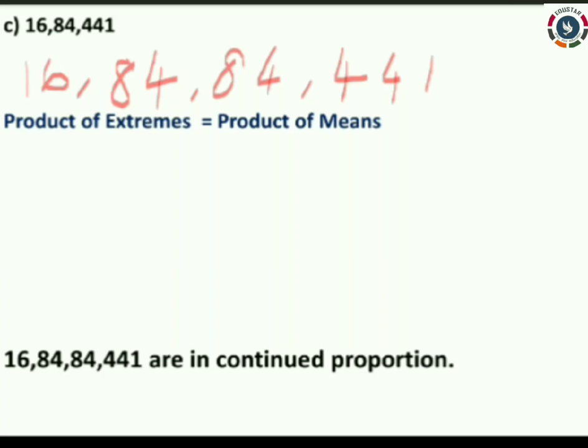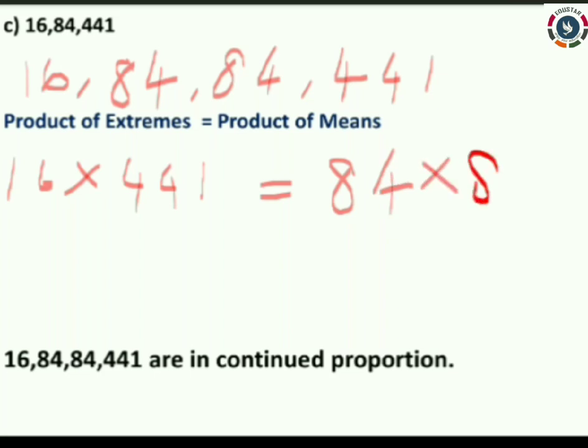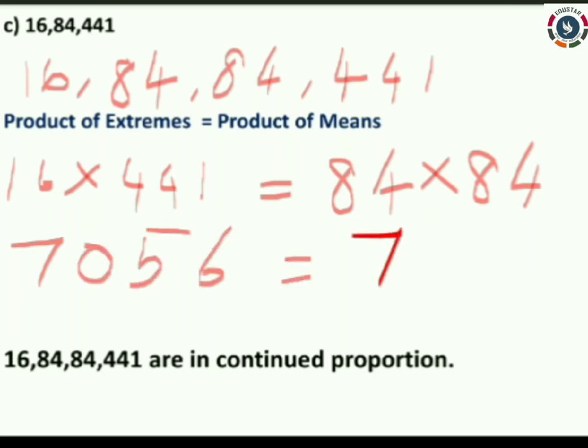Now find the product of extremes. Here your extremes are 16 into 441. Again, the product of means. Your means are 84 into 84. Do multiplication. You will get the answer as 7056. Here also 7056. The product of extremes is equal to the product of means.